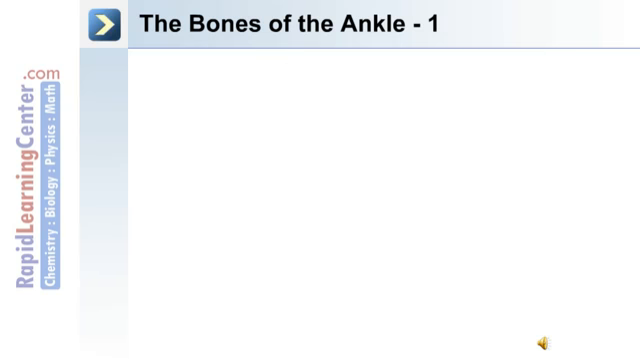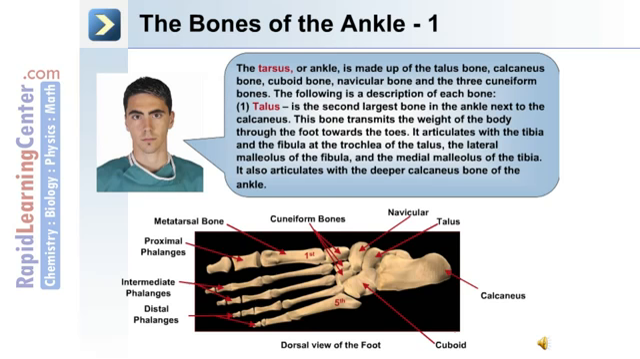The bones of the ankle. The tarsus or ankle is made up of the talus bone, the calcaneus bone, the cuboid, navicular bone, and 3 cuneiform bones. The following is a description of each bone.